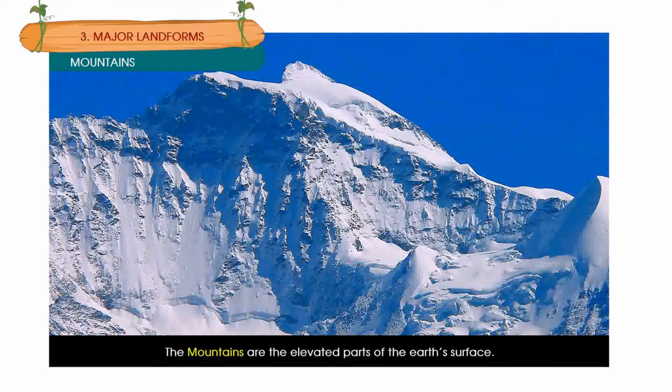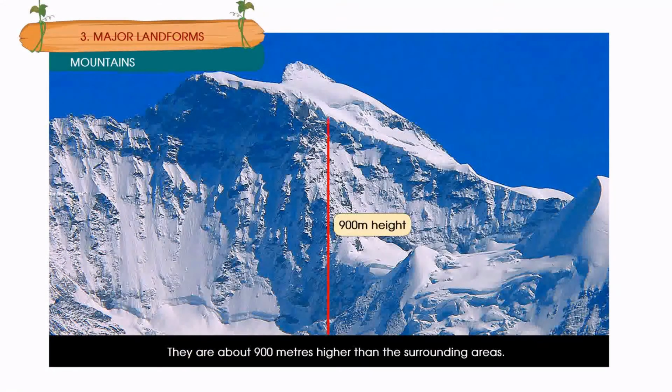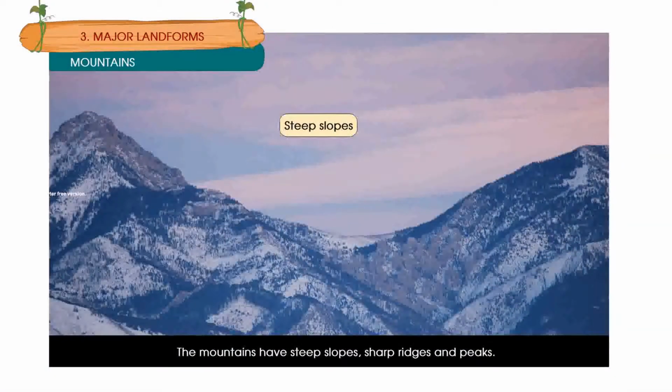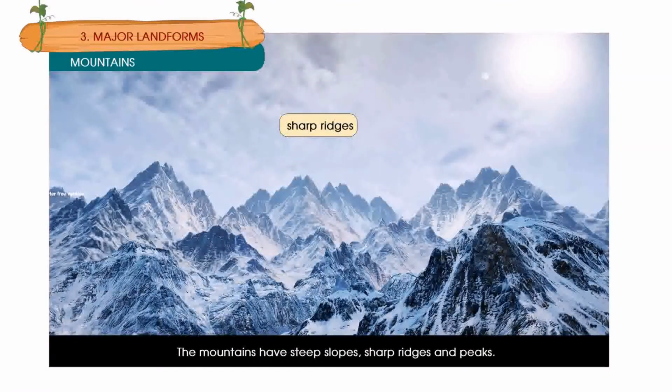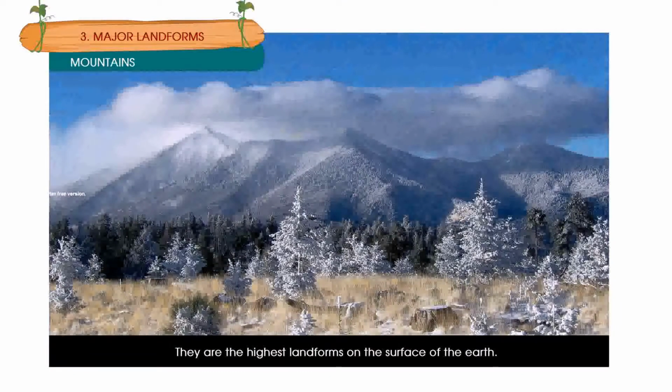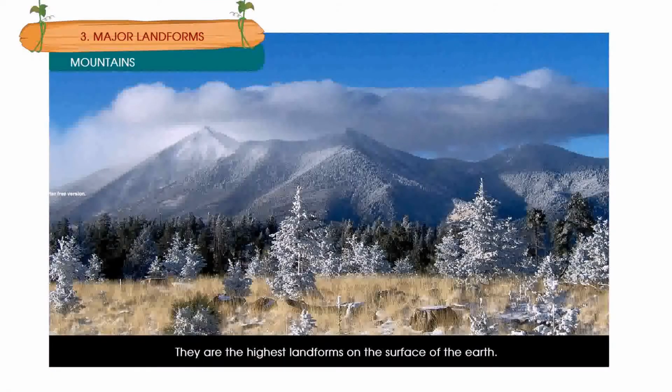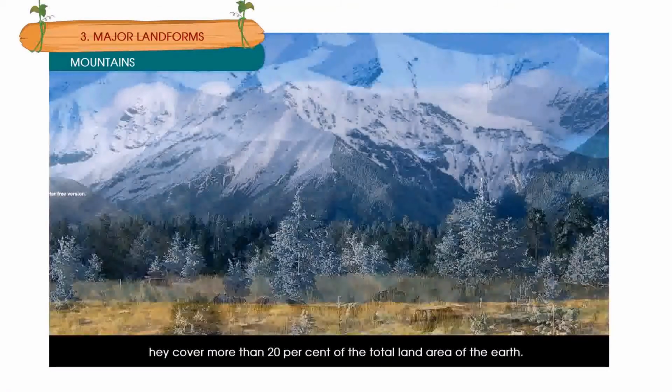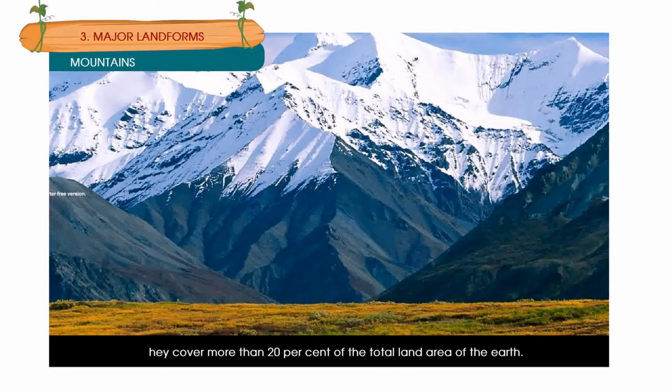Mountains. The mountains are the elevated parts of the Earth's surface. They are about 900 meters higher than the surrounding areas. The mountains have steep slopes, sharp ridges, and peaks. They are the highest landforms on the surface of the Earth. They cover more than 20% of the total land area of the Earth.